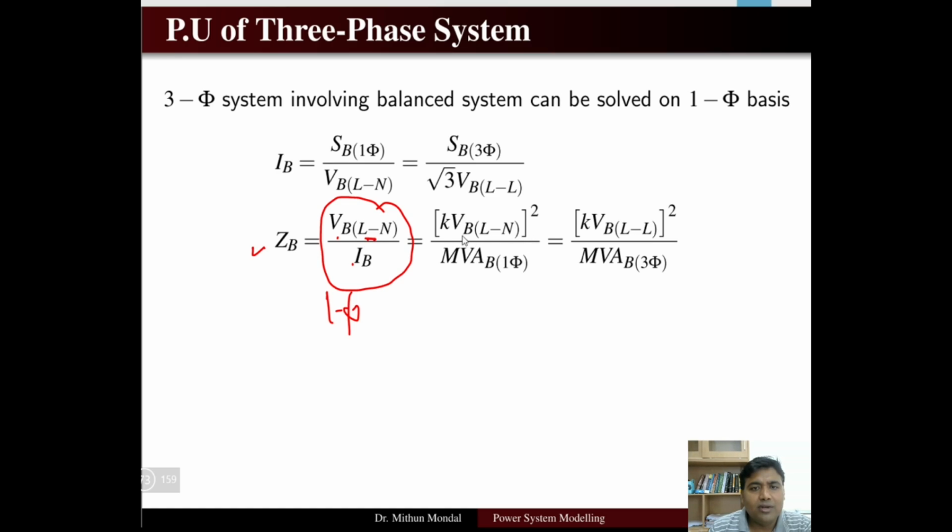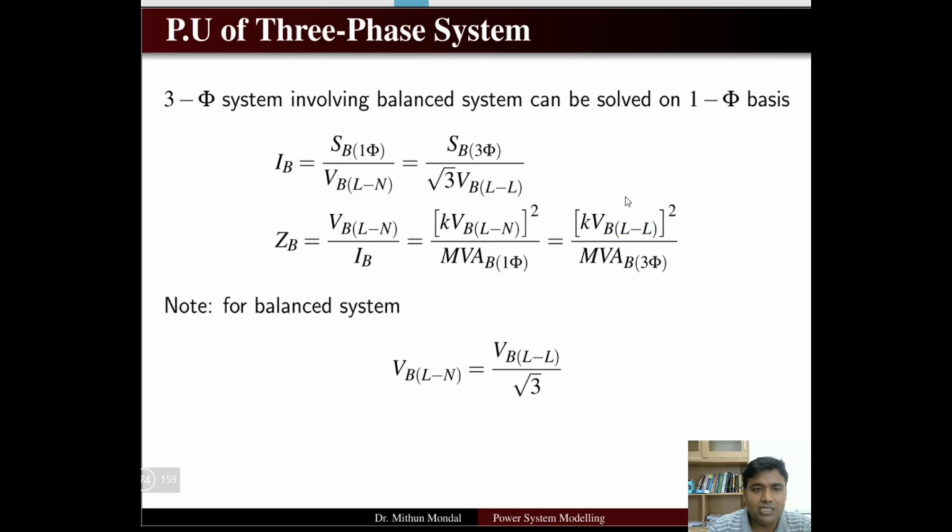Then it will be converted into kV base line to neutral squared by MVA base single phase. So this MVA base has to be single phase, not three phase. So if you are taking the MVA base three phase, then instead of line to neutral voltage, we will be taking the line to line voltage.